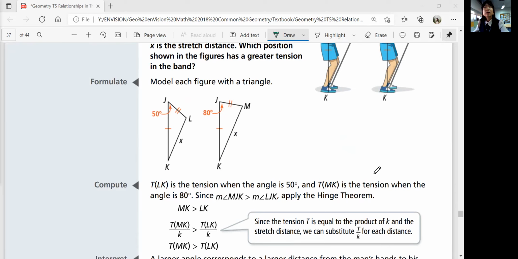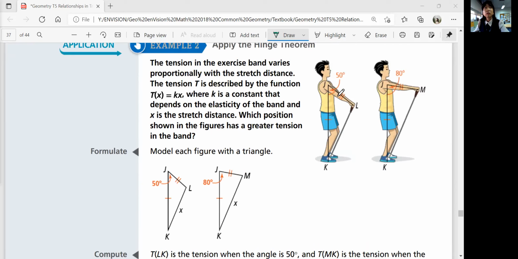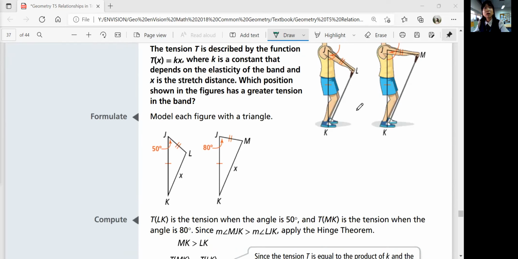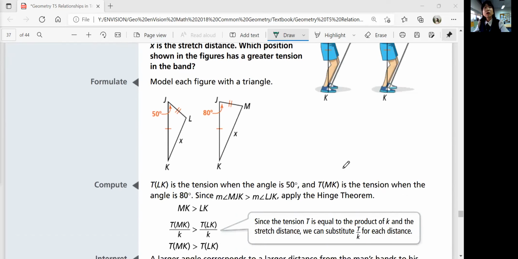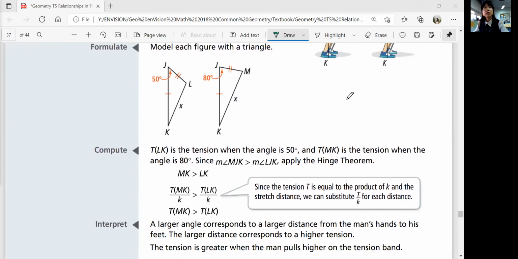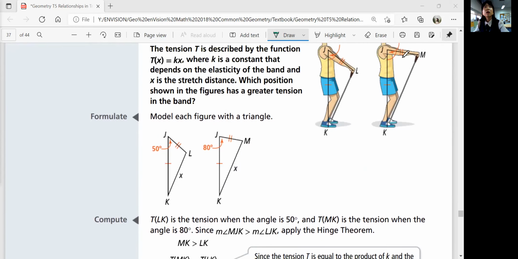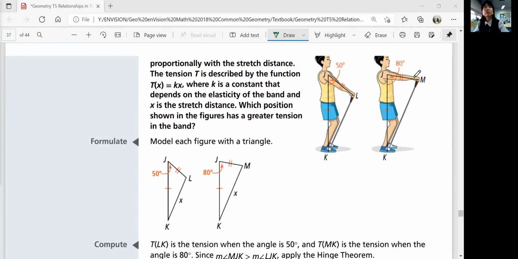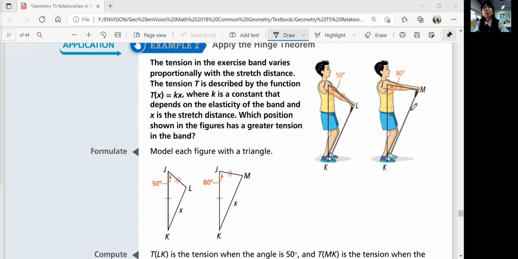T of LK is the tension when the angle is 50 degrees, the opposite side. And T of MK is the tension when the angle is 80 degrees. Since 50 is less than 80, you can apply the Hinge Theorem and say the tension is going to be greater for the opposite side of 80 degrees than the 50 degrees.